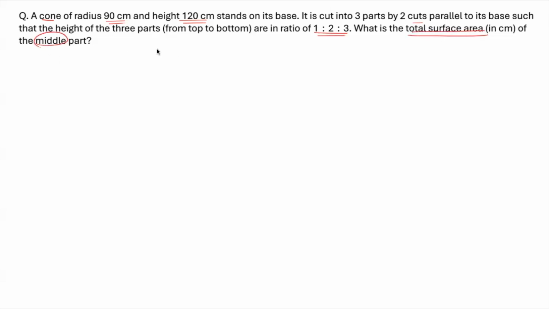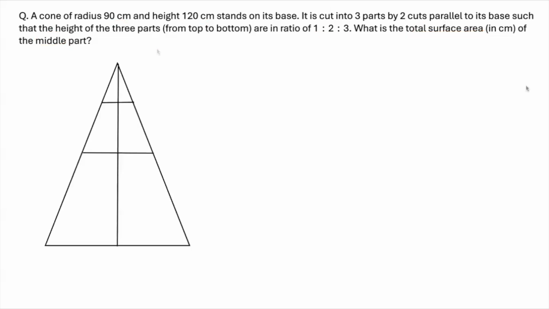Okay, so the situation would be something like this. The bigger triangle resembles your original cone. The original cone has been broken down into three parts. This is our first part, the first cut. This is our second cut, the middle part. And the bottommost part will be this, the big trapezium. All right, we want to find out the total surface area of this middle portion.